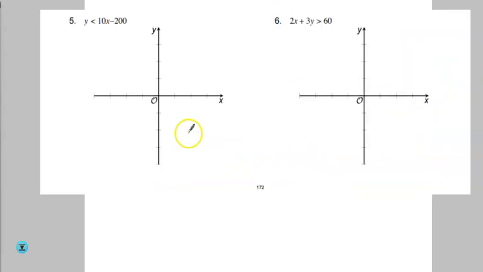All right. So if you see what I'm doing, or if you've done them yourself, pause if you haven't done those yet. Try to graph these two. You're going to have to search around.